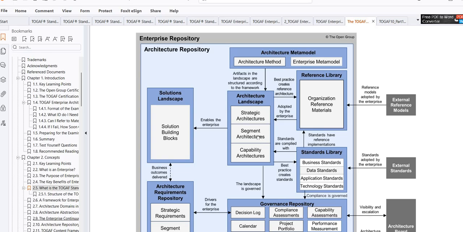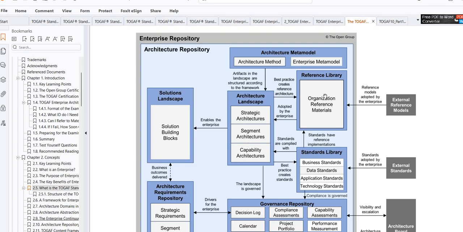The landscape has three main levels: strategic architecture, segment architecture, and capability architecture. Strategic is how you are applying your project strategies. Then the segment: a segment is like a department, a business unit, called segment architecture. And the capability talks about your resource capability, like people's capability. The different types of capability we call architecture capability.